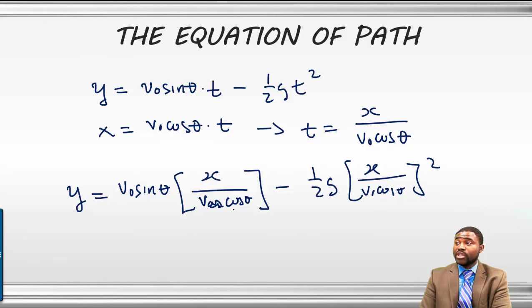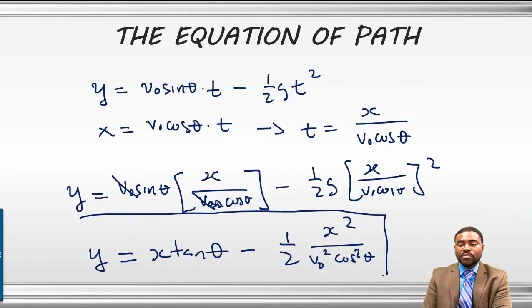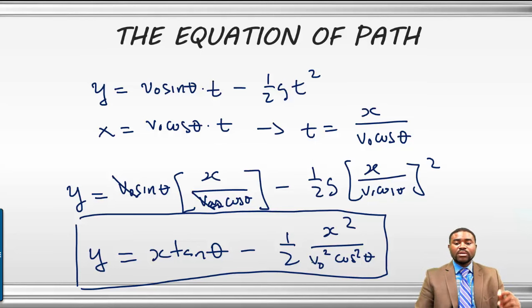Sine over cosine is tangent. The v naughts will cancel. So y is equal to x tangent of theta, minus half g x squared divided by v naught squared cosine squared theta. This is the equation of path of a projectile launched at an angle. Oh, there is a G on top, thank you.